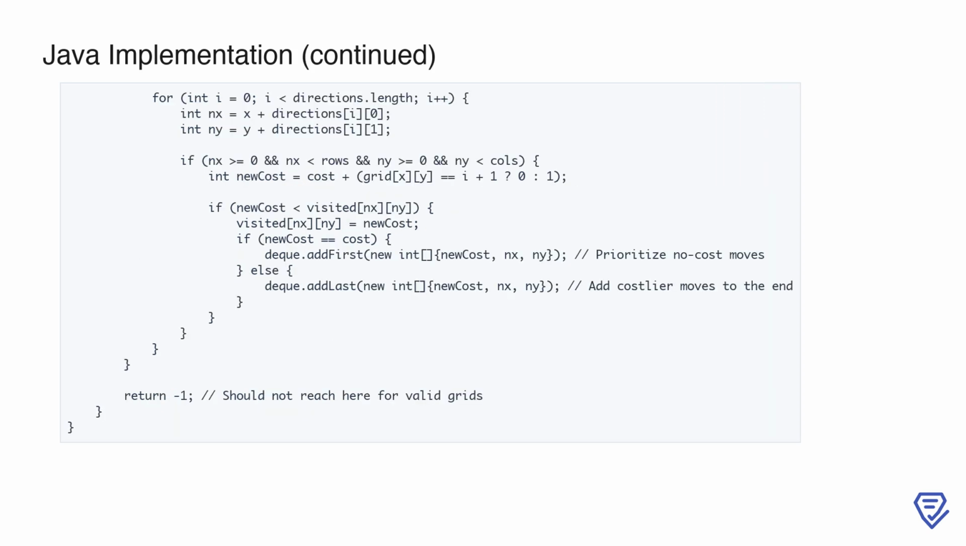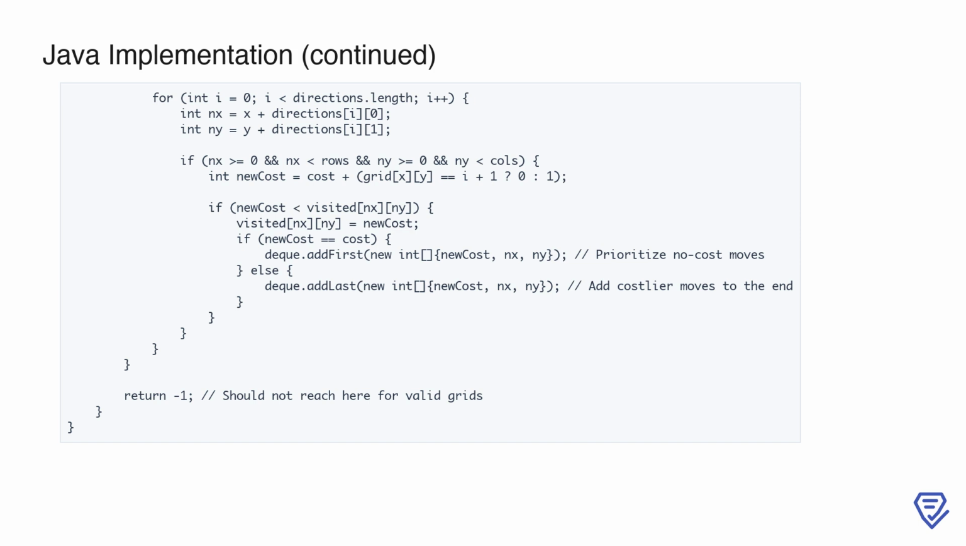Next, we iterate through each possible direction to determine the neighboring cells. For each direction, we calculate the new coordinates, ensuring they remain within the grid boundaries. We then compute the new cost to move to this neighbor. If the direction indicated by the grid matches the current direction, the move is free, so the cost remains unchanged. Otherwise, we add 1 to the cost.